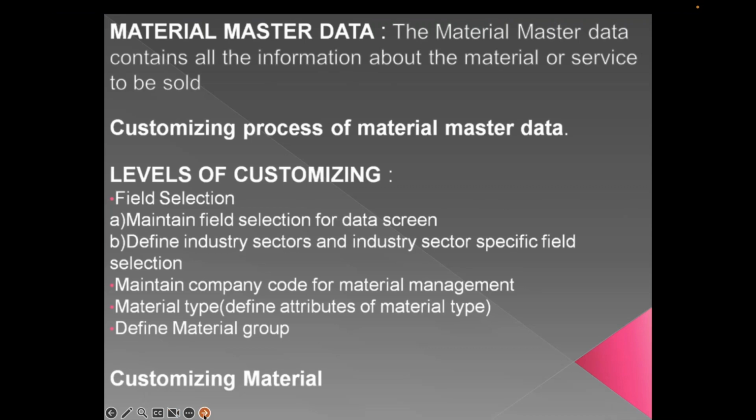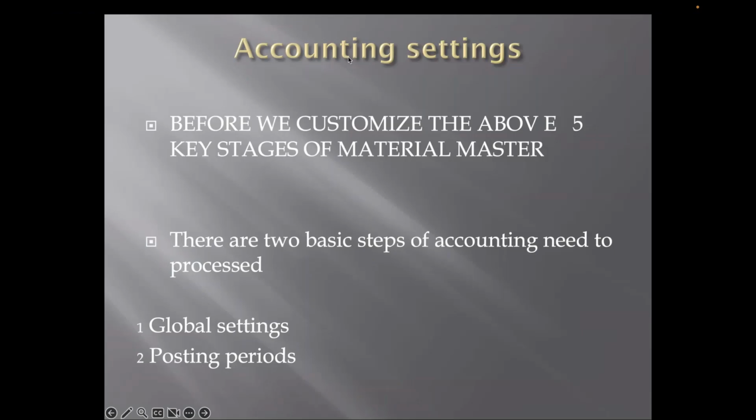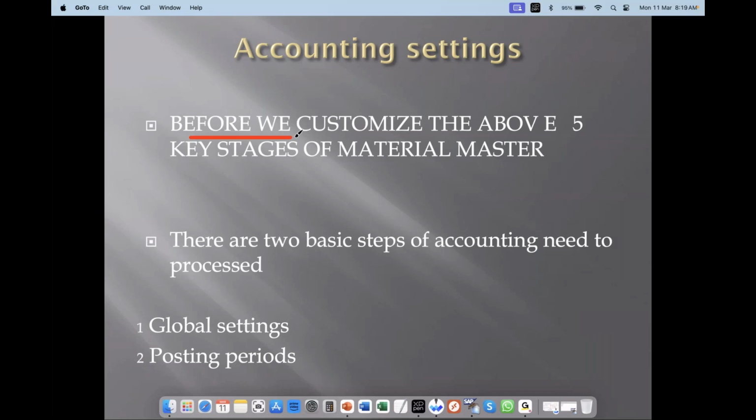Now these are the two accounting steps. Before we customize the above 5 steps, these 2 steps have to be done: global settings and posting periods. Global settings means what? Something not applicable only to one area, but worldwide. Global settings means the complete company, irrespective of department, follows the accounting standards.